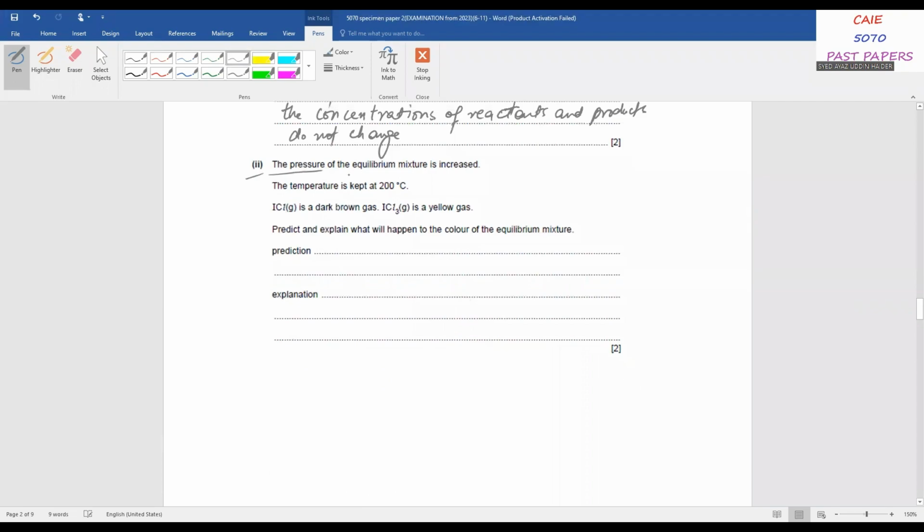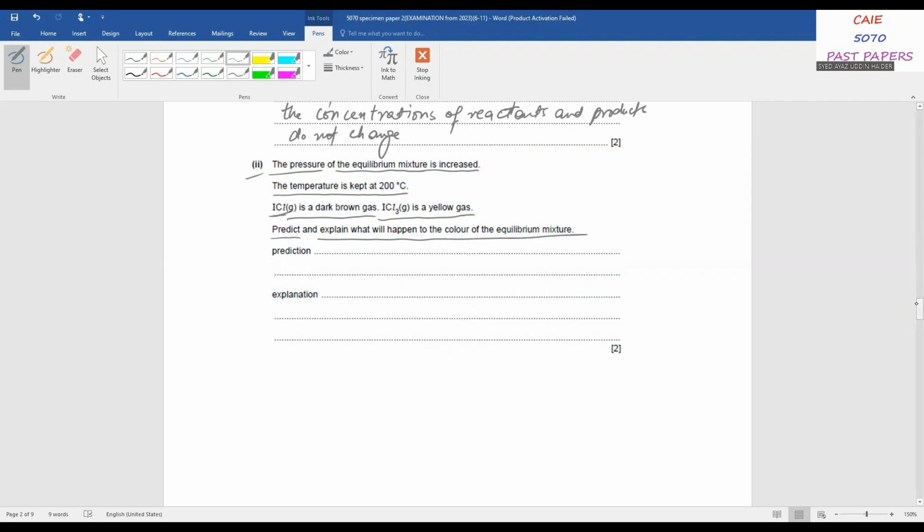Number two, the pressure of the equilibrium mixture is increased. The temperature is kept at 200 degrees centigrade. ICl gas is a dark brown gas. ICl3 gas is a yellow gas. Predict and explain what will happen to the color of the equilibrium mixture. First of all, you have to predict.